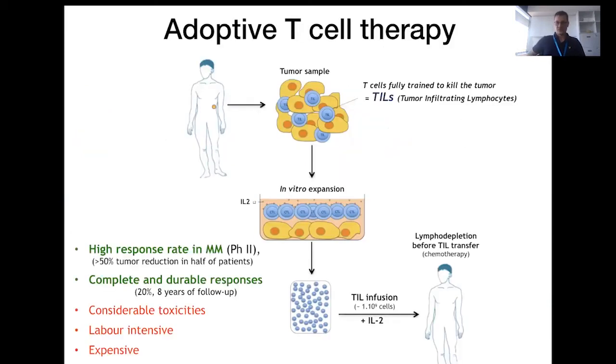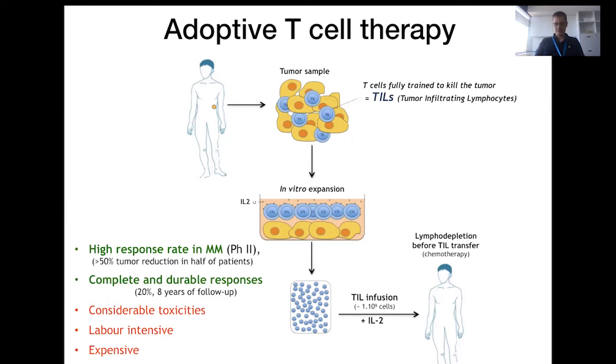In order for us to do a mouse model of adoptive T cell transfer, we made use of the knowledge gained from many years back, where you can grow a tumor ex vivo in the presence of IL-2, and then the T cells will grow and kill off the tumor cells. And you can even get very high numbers that can be infused back to the patients, and this can give high response rate in melanoma and even complete and durable responses. But it's a labor-intensive and expensive methodology, and it can also be associated with considerable toxicities.